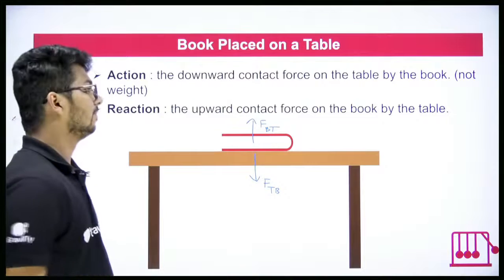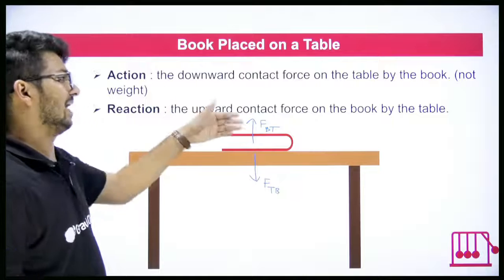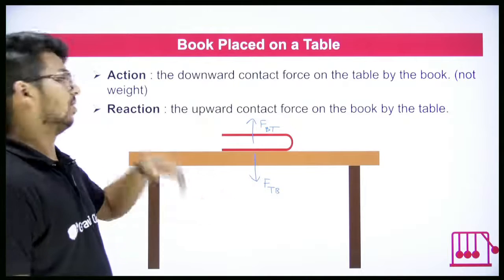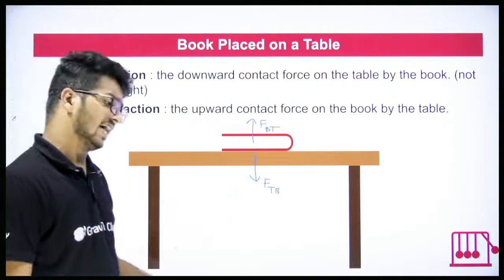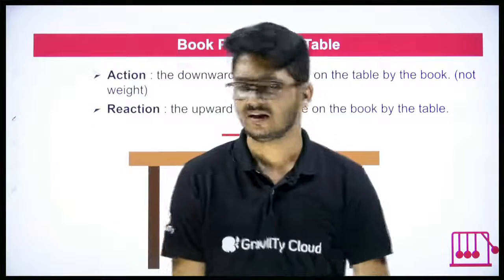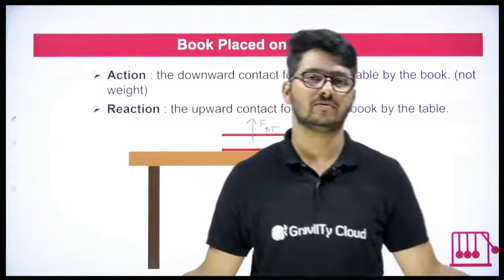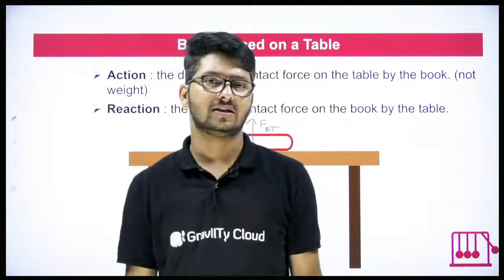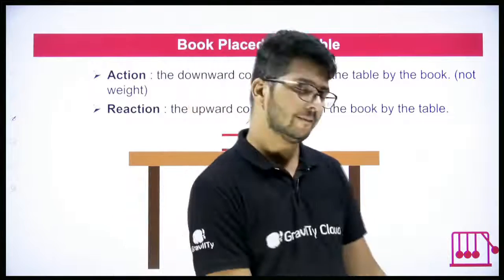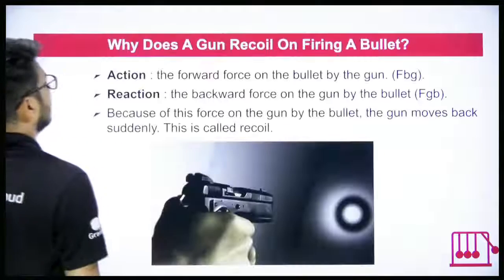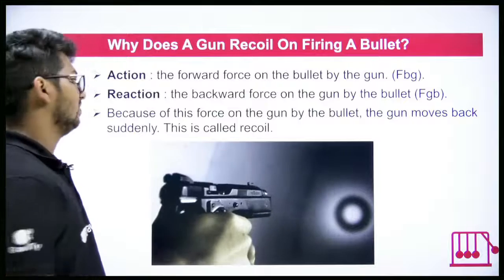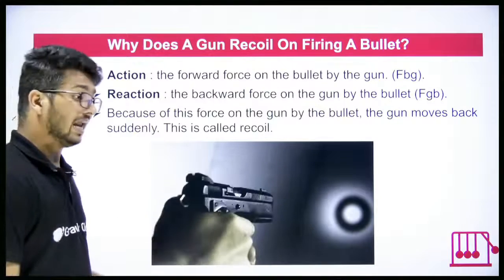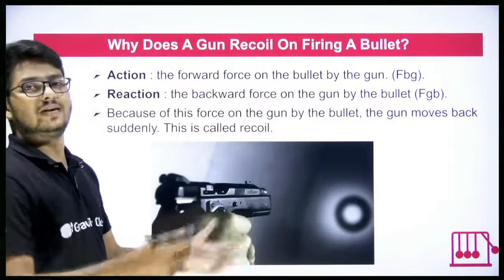Understood? Good. So this can be action, this can be reaction, or this can be reaction and this can be action. Action and reaction are just names. If you know the two forces, that is more than enough. Anything can be action, anything can be reaction. Good? Now we have many such examples where Newton's third law is applicable, and it is the reason for many things to happen.